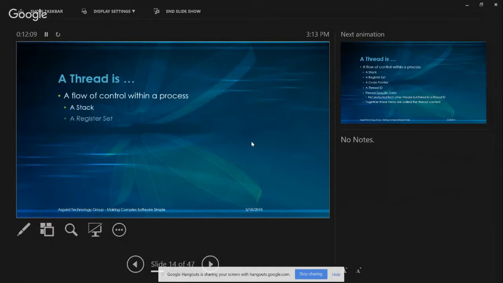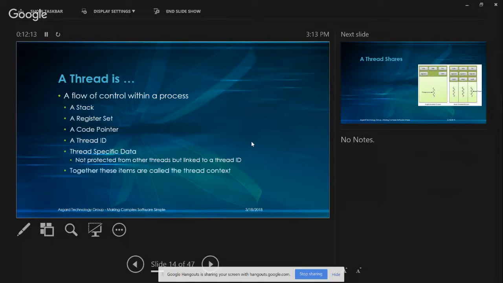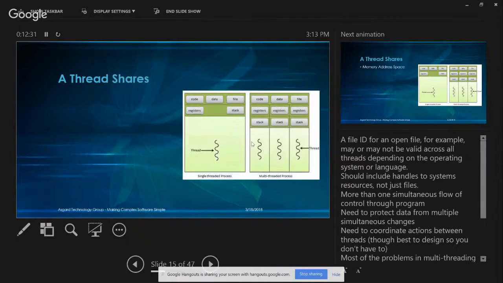So, quickly, what is a thread? A thread is a flow of control through the programs. It's basically a stack, a register set, code pointer, thread ID. I'm not entirely sure that they still teach this kind of stuff in colleges. I don't know if it's gotten so abstracted. You have some thread specific data. All of this together is a thread context.